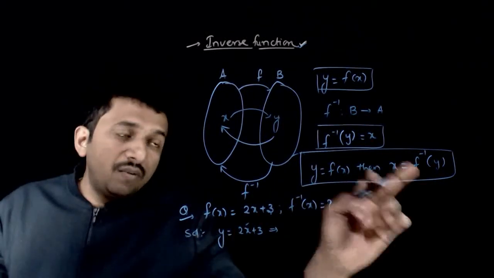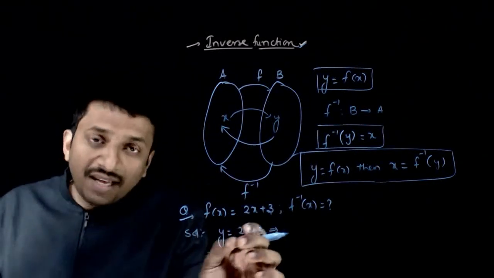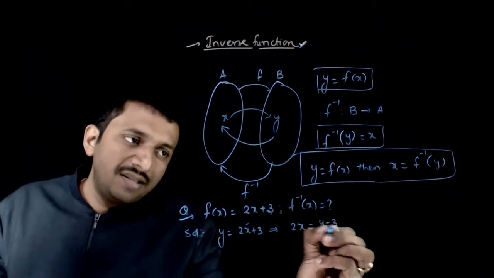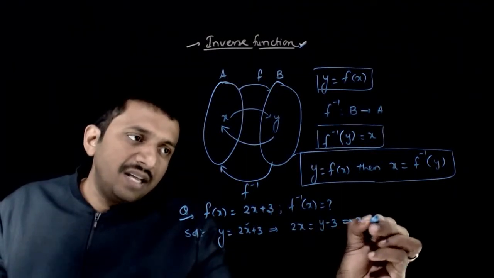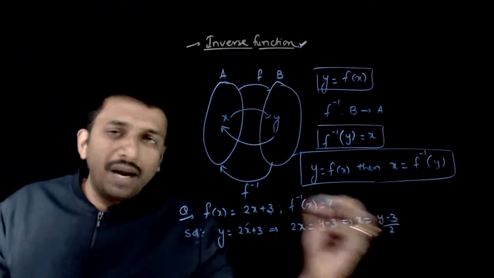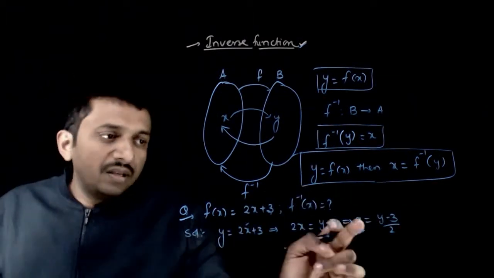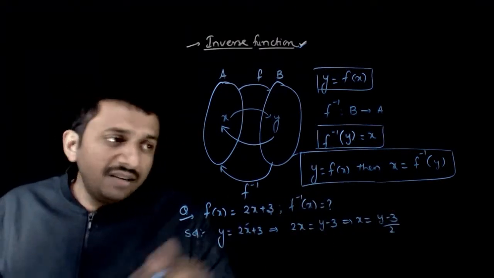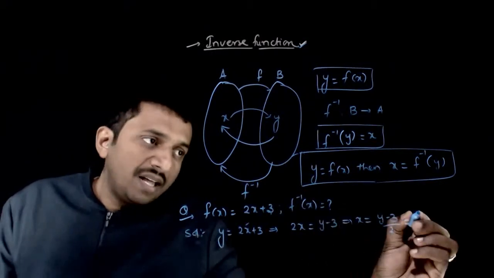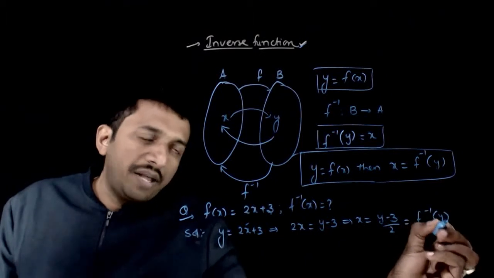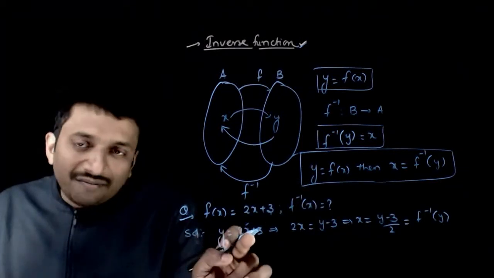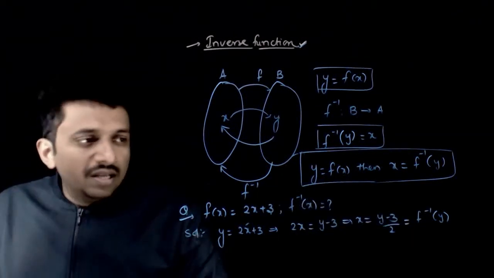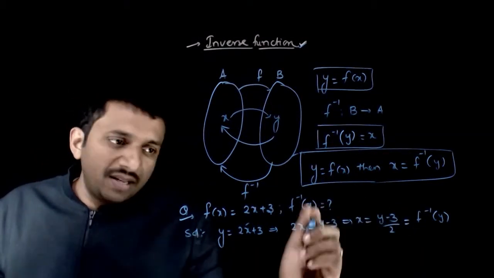So x will be equal to f inverse of y. If y is some function of x, then 2x is equal to y minus 3. This implies x is equal to (y minus 3) by 2, right? So this is nothing but f inverse of y. If y is some function of x, x will be equal to f inverse of y. So f inverse of y is equal to (y minus 3) by 2.